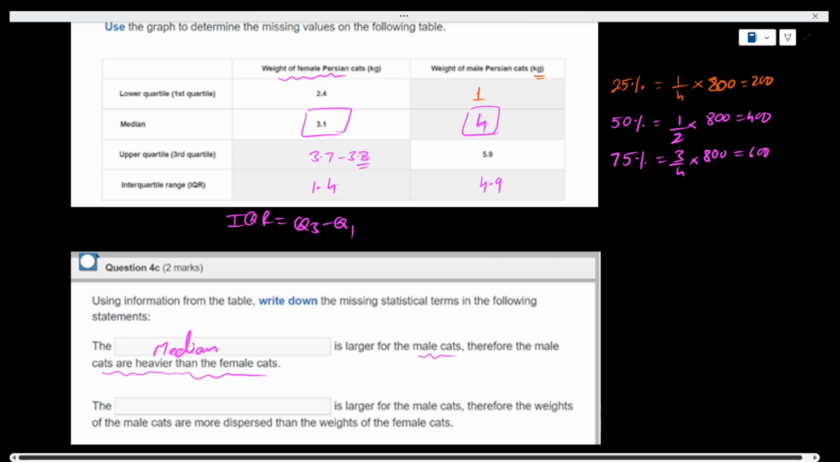So this shows that most of the male cats are heavier, because the mid value is higher. Then the dash is larger for the male cats, therefore the weights of male cats are more dispersed than the weights of female cats. In this case, we take the interquartile range, because here the interquartile range is 4.9 and here it is 1.4 kg. So in general, it is more dispersed than the weight of the female cats. So this is done.